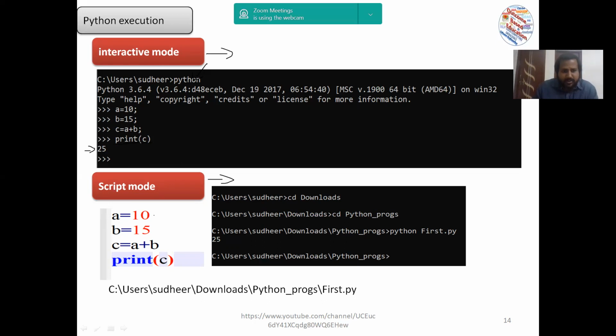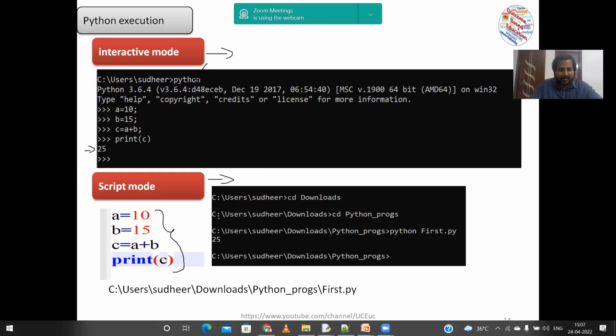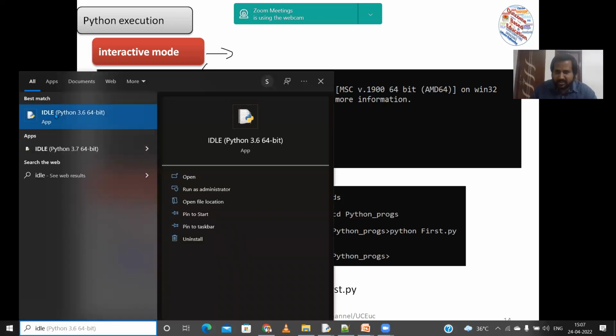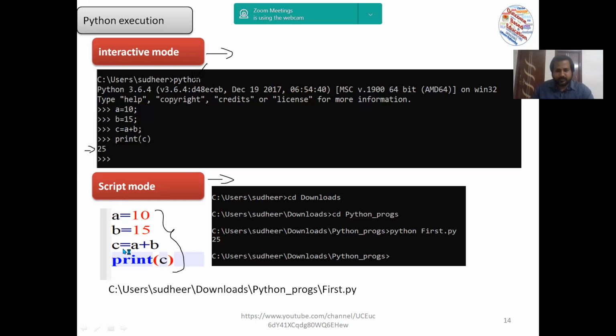And in scripting mode, all these lines you can write in one file, and that file you should save as .py. That file you should save as .py, and you have to run it. I will show you. After installing Python, you will have IDLE. The default IDLE will be installed. You can open that IDLE. You can click on the start button, the Windows button, and search for IDLE. Then you will get IDLE, some version according to your Python version. That IDLE will be installed by default along with Python when you are installing.